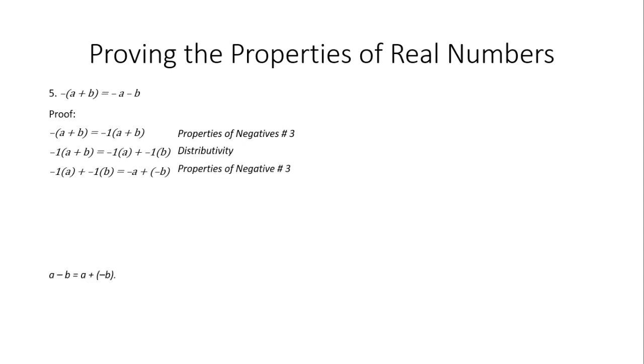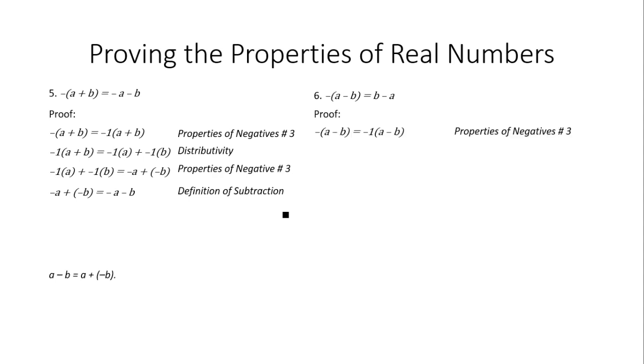Now recall previously that the definition of subtraction mathematically is this. Therefore, the expression negative a plus negative b is equal to negative a minus b. Lastly, the properties of negatives number 6, which states that the negative of a minus b is equal to b minus a. The proof of this property is quite similar to number 5.